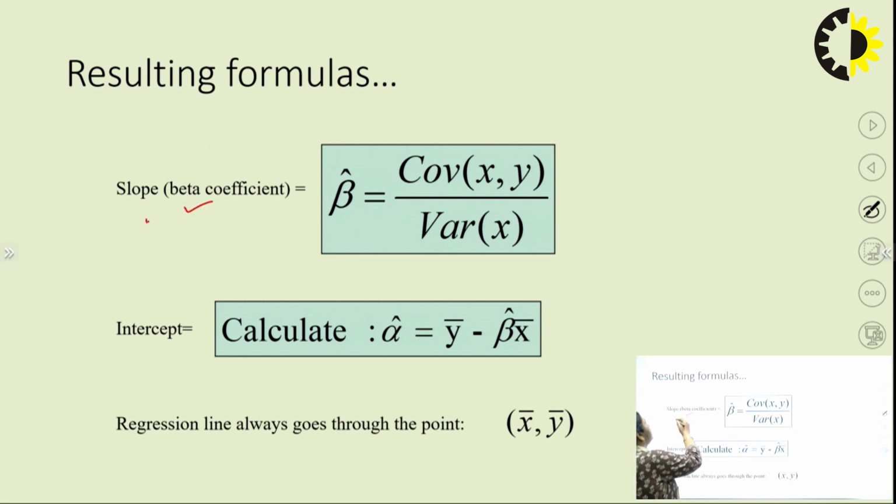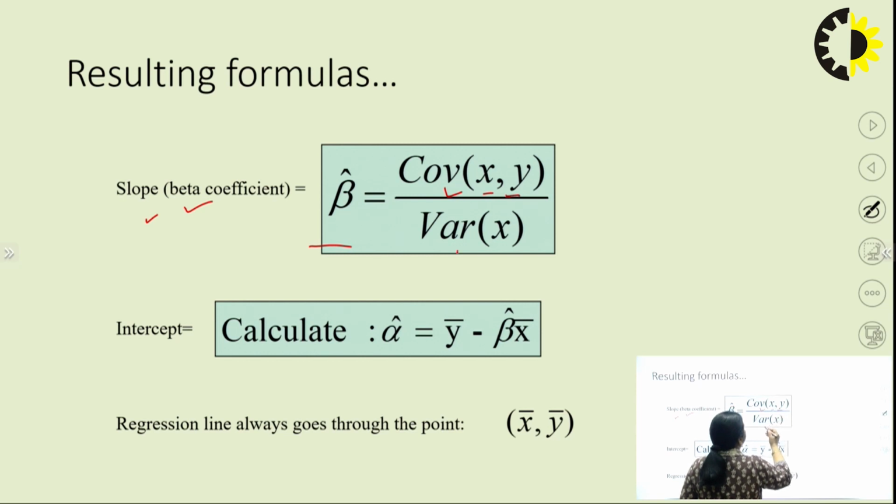Our beta coefficient is actually a slope. So what is our beta coefficient? That is the covariance of x and y divided by the variance of x. And how will we calculate the intercept? We will calculate the intercept from the calculated slope, that is the beta coefficient, using the regression equation. The regression line always goes through the mean.